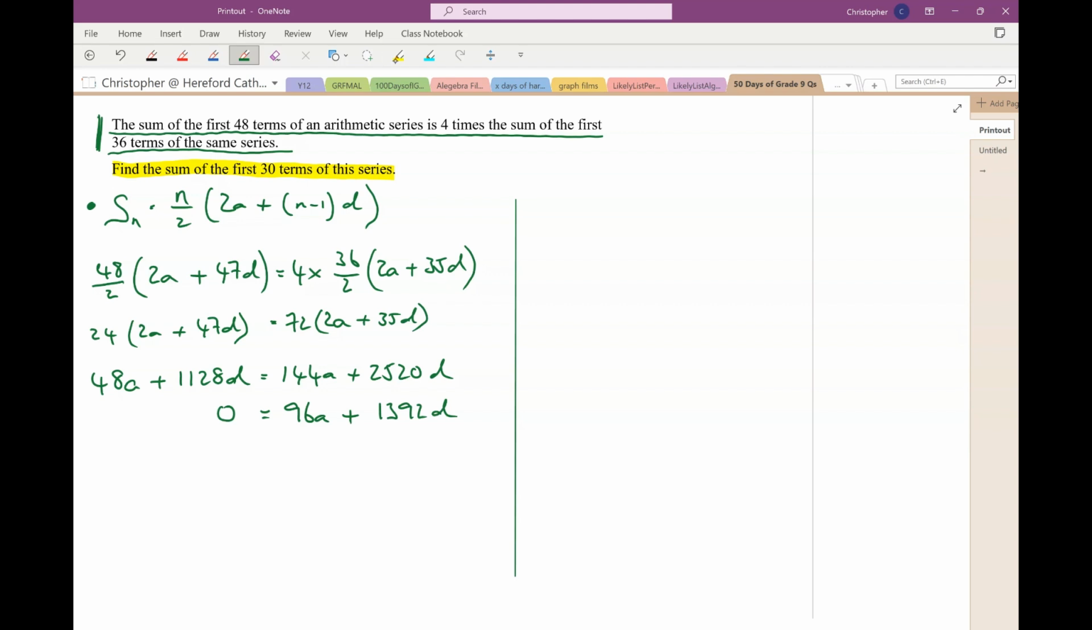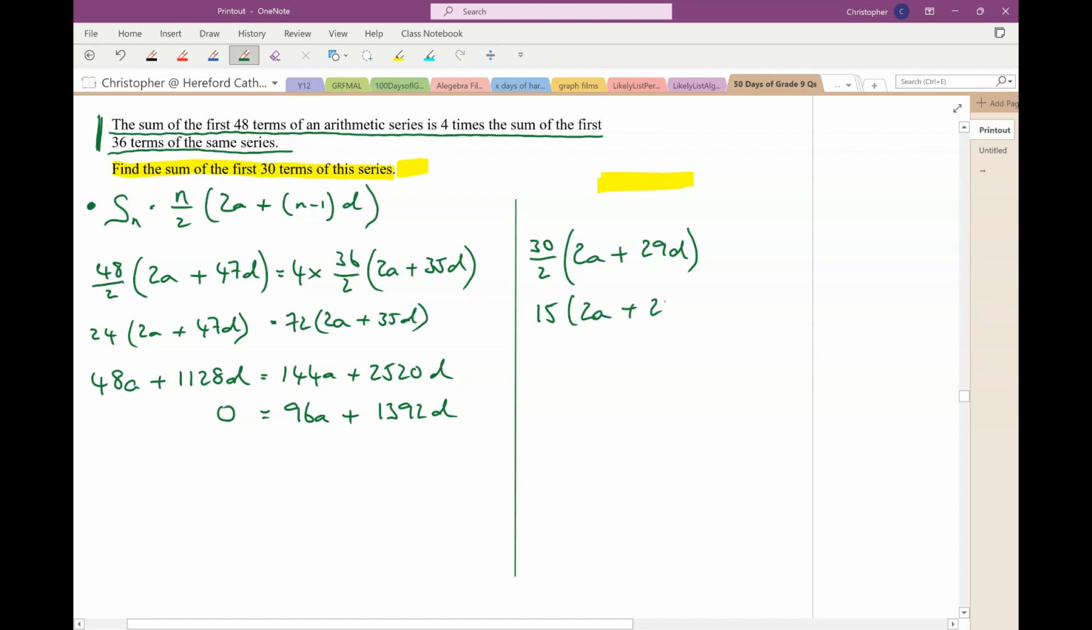Now, let's have a look at this here. The sum of the first 30 terms, well, let's get an expression for that, shall we? The sum of the first 30 terms, well, that's going to be 30 over 2 times 2A plus 29D. Agreed? Okay. So that is 15 times 2A plus 29D. Now, I'm going to leave it like that at the moment, although there's no reason really why you shouldn't multiply it out. But I'm going to leave it as it is.